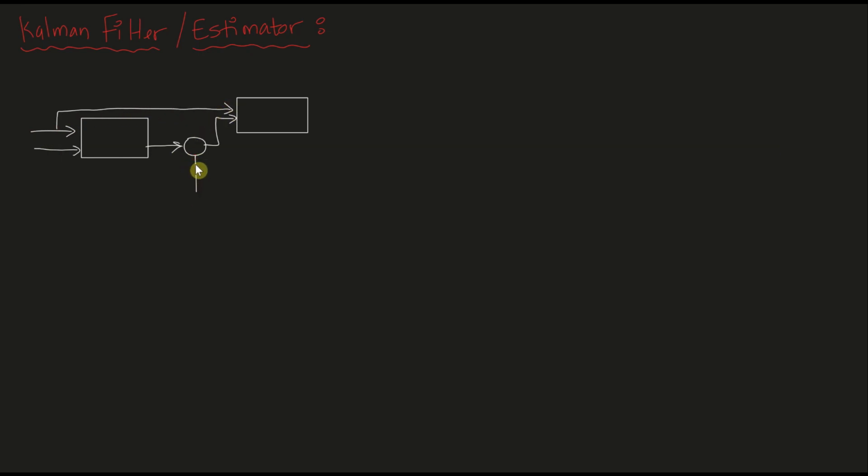So suppose I have a plant, and what goes into my plant is some input noise and some input, and I have my output that I'm measuring, and there is a process noise that's added to my output. Then I can use the idea of a Kalman filter to estimate my output and to estimate the states of my system. That's shown by X bar and Y bar.